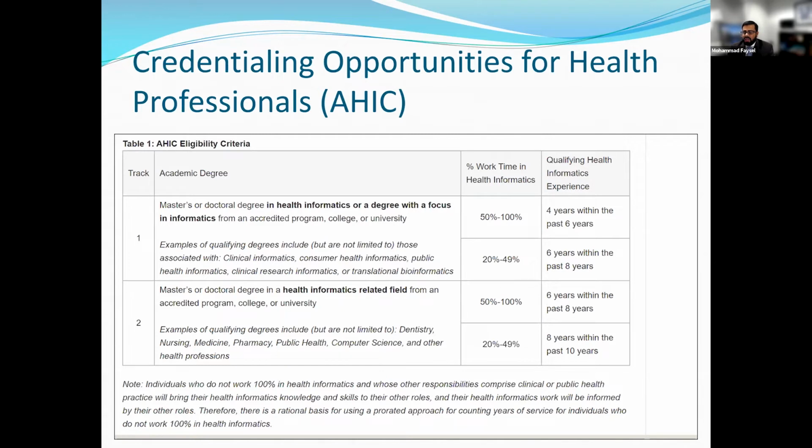The work requirement here is 50 to 100% of their work responsibility within health informatics, for 6 years within the past 8 years. It is similar to the previous one, but a little more, I would say, compared to the first option. If they have between 20 and 49% of the work responsibilities in health informatics, then they must have it for 8 years within the past 10 years. So a master's degree in informatics or related field suffices. In other words, a master's degree or equivalent, a terminal doctoral degree, or a professional doctorate degree will satisfy the academic requirement. The only variation is in the time spent in informatics.